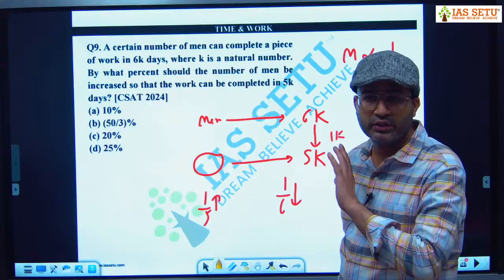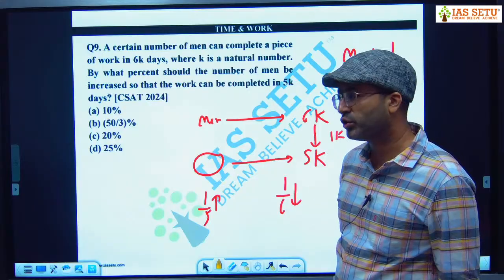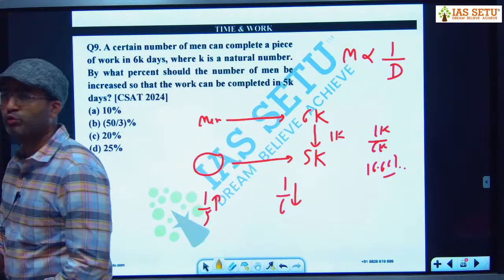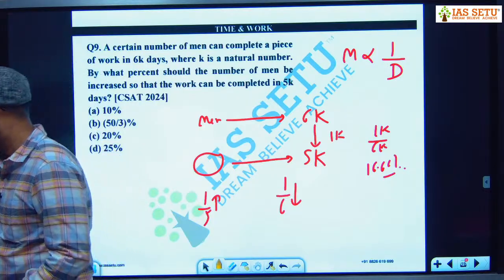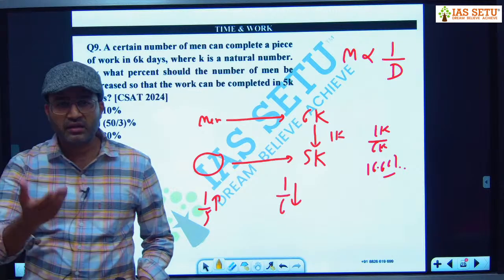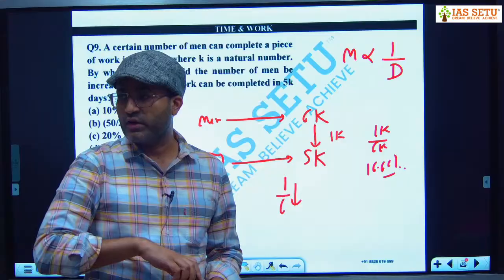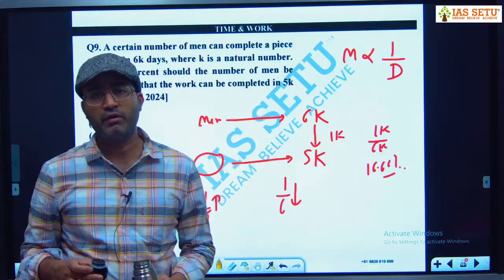टाइम एंड वर्क में यूनिटरी मेथड बिल्कुल सीधा लगता ही नहीं है, क्योंकि चैप्टर ही इनडायरेक्टली प्रोपोर्शनल है. पूरा ही चैप्टर उल्टा है. नंबर ऑफ मैन अगर डबल होंगे, डेज डबल नहीं होते, डेज हाफ होते. इफ नंबर ऑफ मैन डबल, डेज विल बी हाफ.